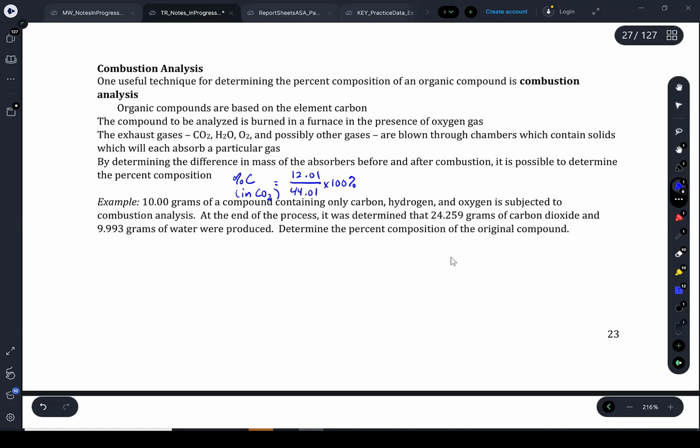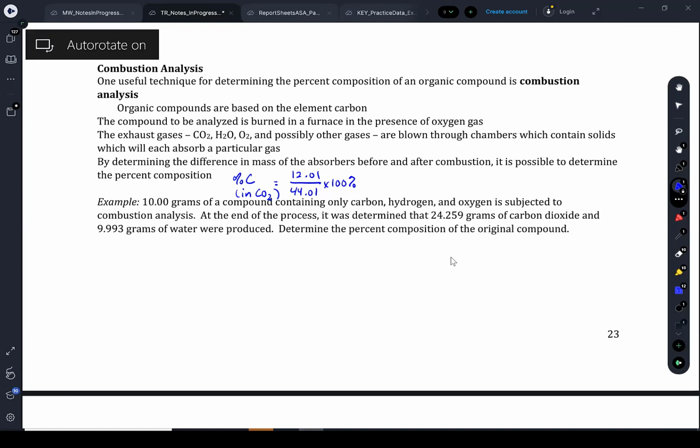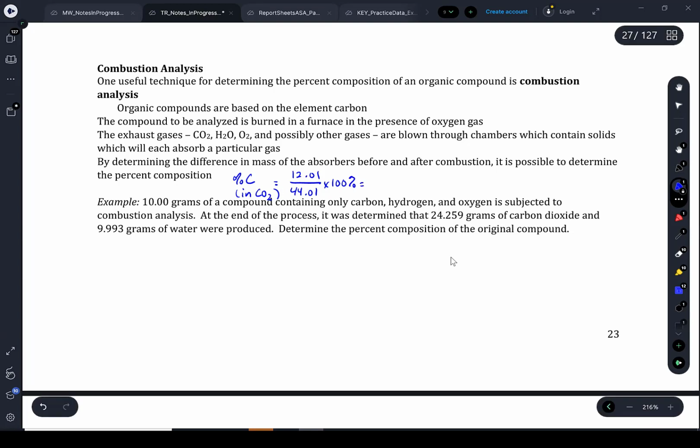So can you tell me, please, what was the answer for percent of carbon? 27.29%. It was 27.28, but anyway. And the percent of hydrogen is 2 times 1.008 over 18.02 times 100%. What was it? 11.19?